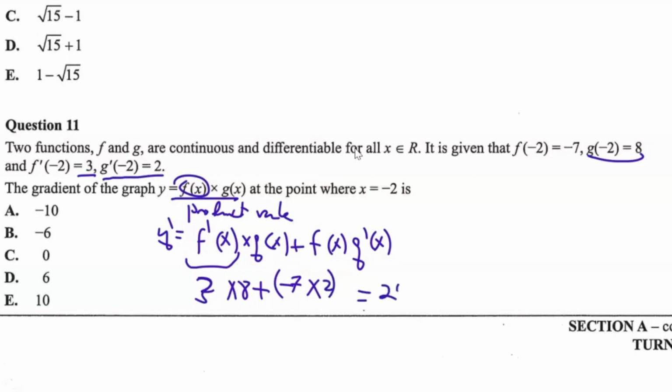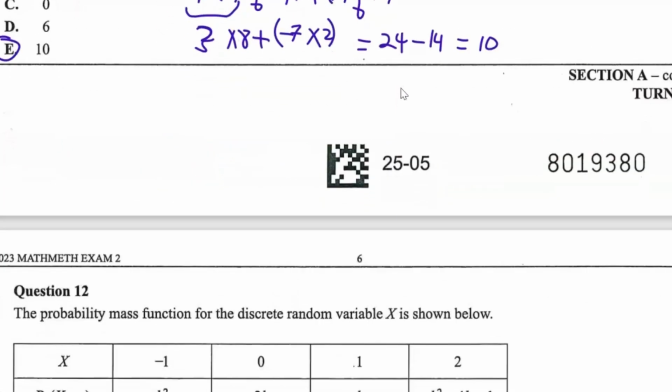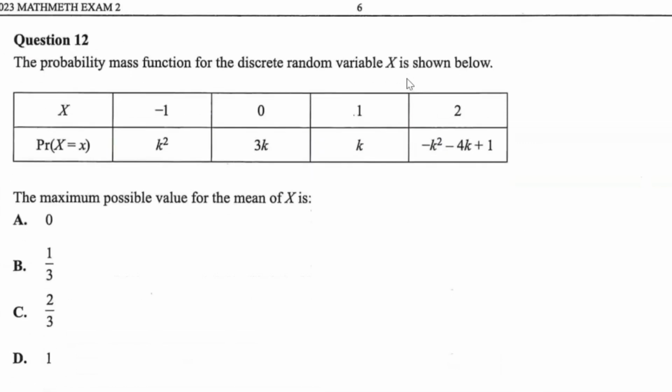So that gives me 24 minus 14, which is 10, which is option E. All right, question 12. So this one here is asking us the mean. The probability mass function for the discrete random variable x is shown below. The maximum possible value for the mean of x is. So we need to get the mean first, and well, we multiply x times the probability distribution.